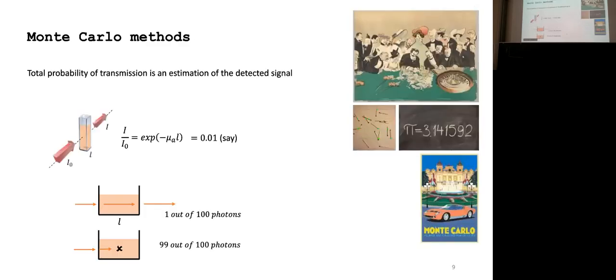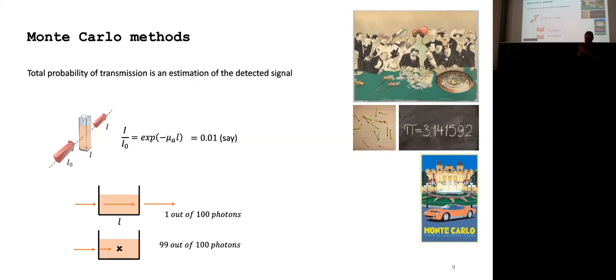So for the Monte Carlo methods, the overall idea, the thought behind it, is that there's this kind of link between probability and your detected signal. So in the example we gave, if you look at, for example, a cuvette with an absorbing substance, following Lambert-Beer law, let's say that you would do an experiment and you would measure an I over I0 of 1%.